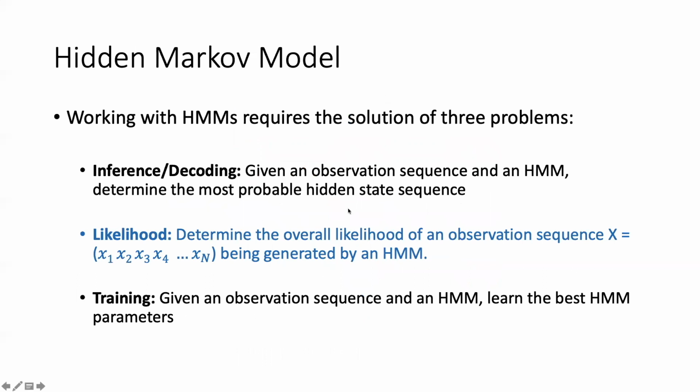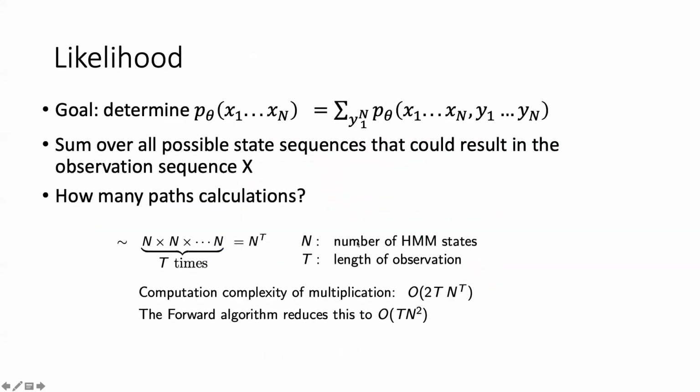And the second problem is the likelihood computation problem. Here, the goal is to determine the likelihood of the data, p theta of x1 up to xn, given the observation sequence x1 to xn. Since we don't have access to the hidden states, we have to marginalize it over all possible hidden state sequences. Summing over all possible state sequences could be computationally expensive.